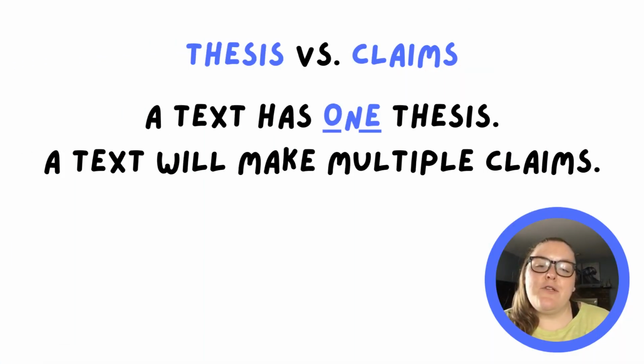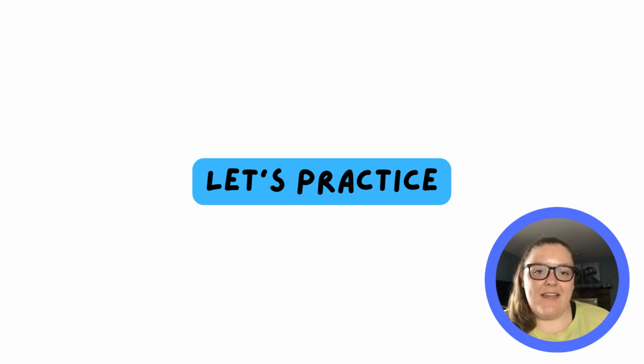Sometimes there's a little confusion surrounding the difference between a thesis and a claim. Essentially, a thesis is just a type of claim. Here is the main difference. A text is only going to have one thesis or overarching claim, but it's going to have multiple claims supporting that overarching thesis. To identify claims, it helps to look for chunks in the text or sections that develop a single idea. If you can separate the text into these pieces, you're identifying the different claims being made and the line of reasoning. Let's practice identifying claims together.